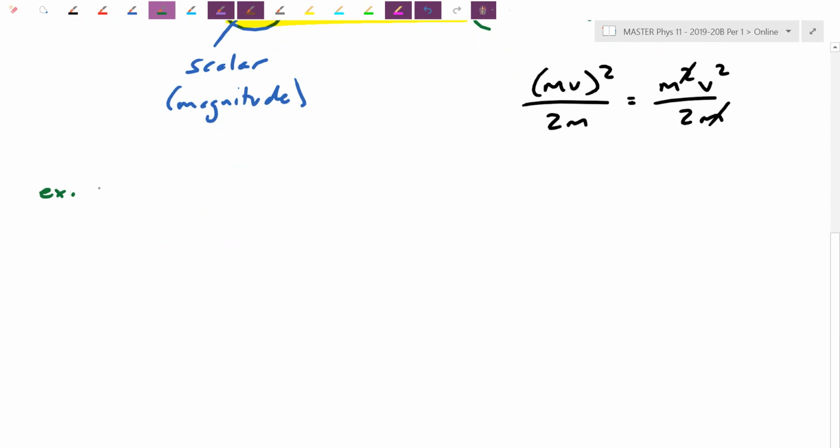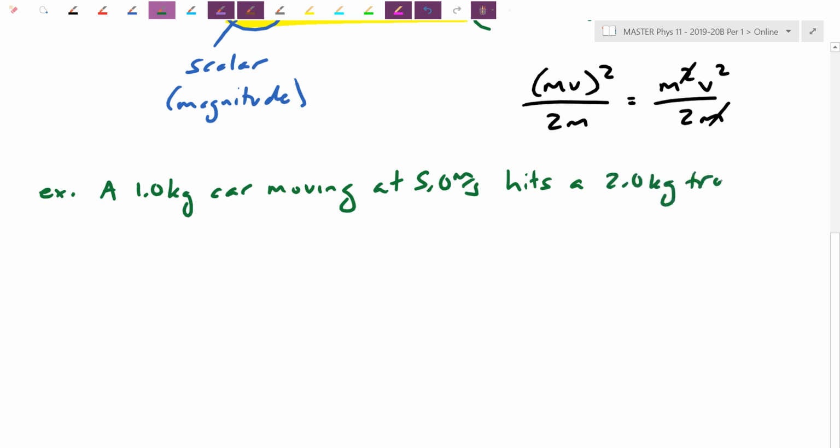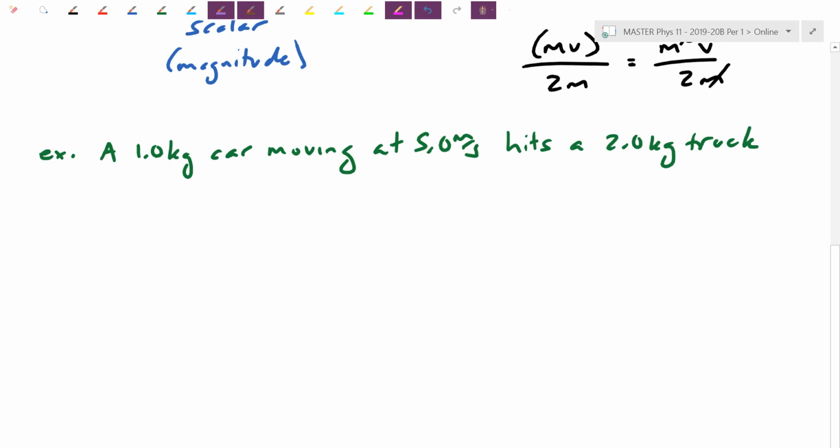I'm going to write the first one out in words here. A 1 kilogram, I'm still going to call it a car, and a truck, just so that you get some familiarity. It could be any object description. So a 1 kilogram car moving at 5 meters per second. That's a positive number, so you can imply that's going forwards. This one is going to hit a 2 kilogram truck. This truck could be moving, we'll do that in a later question, but just for simplicity, let's put it at rest as well. It's a 2 kilogram truck at rest. It wasn't moving. It had no momentum to begin with.